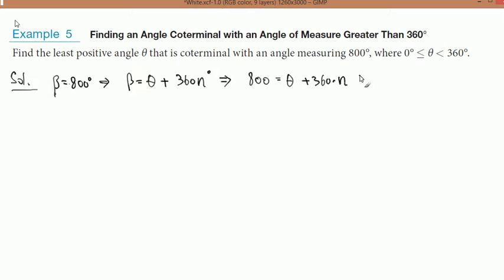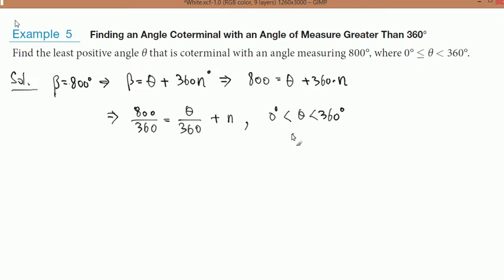The next thing we can do is figure out the special thing about n being an integer. Divide both sides by 360. Then we have 800 divided by 360 on the left, and theta divided by 360 plus, if you divide this one by 360, the 360 cancels, leaving just n. The extra thing we know is that theta is between 0 and 360 degrees.